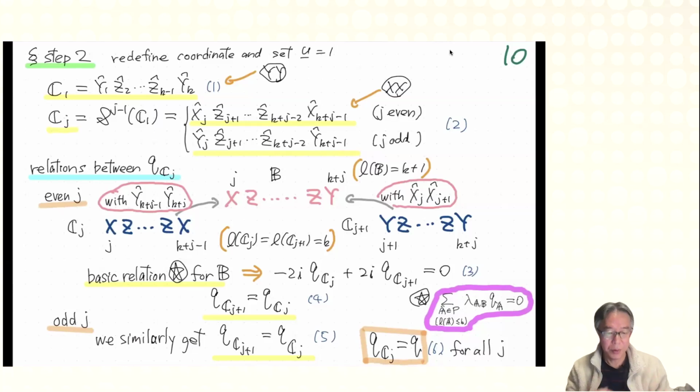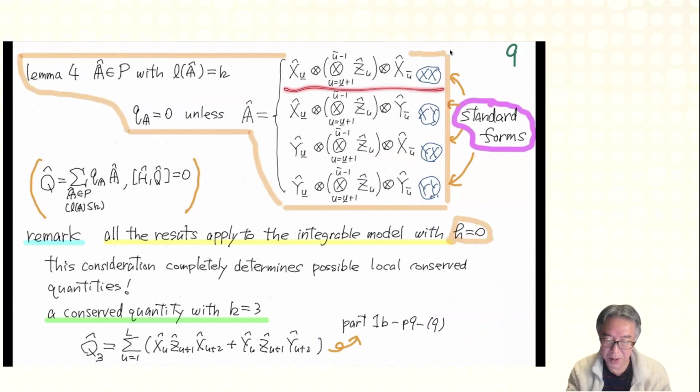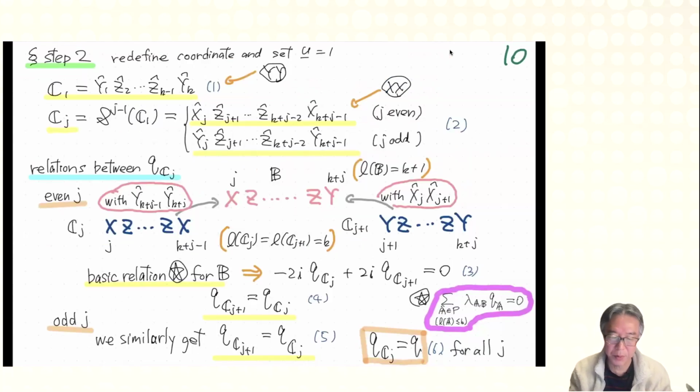Okay, so let's move on to step 2. At the end of step 1, we have seen that you only have to consider one of these 4 standard forms. So let's concentrate on this YY type. I can shift the coordinate and just concentrate on this one, right? I'm not assuming anything like translation invariance. I'm just changing the coordinate. And our goal is to control the coefficient QC1 and to show that this is 0.